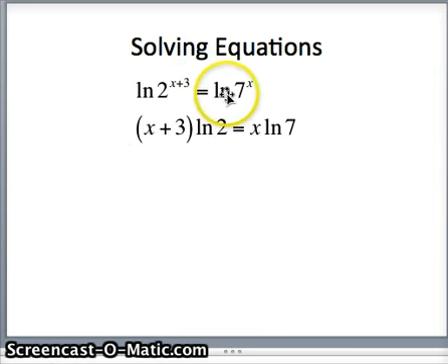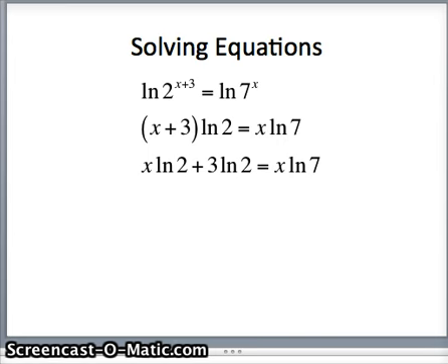So doing that, we're here, and now we can pull the exponent down. (x + 3) times log 2 equals x times log 7. Next move is to distribute: x log 2 plus 3 log 2. And we get that. We want to get all of the x's on the same side. The simplest thing would be to subtract x log 2 from both sides.